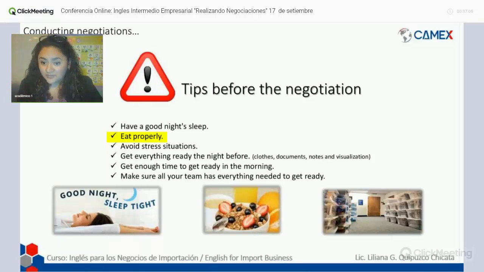It is good to, as I'm telling you, eat a little breakfast, because if you eat too much, you're going to be wanting to go to the bathroom. If you drink too much, your stomach, your body is going to want to go to the bathroom. So in this case, you're going to be cutting the negotiation, and to cut the negotiation in the middle is the worst thing you can do, right? Then you have to avoid stress situations.